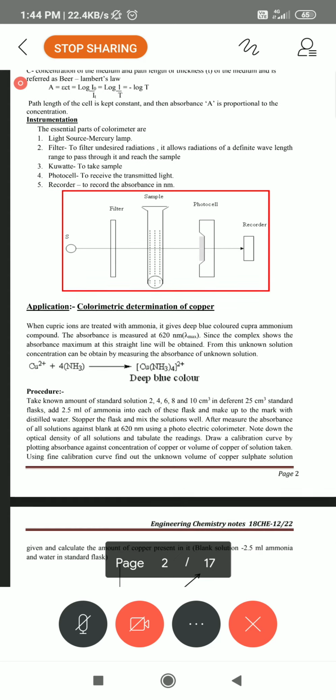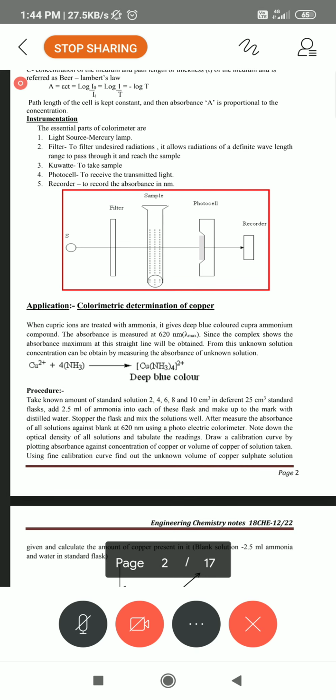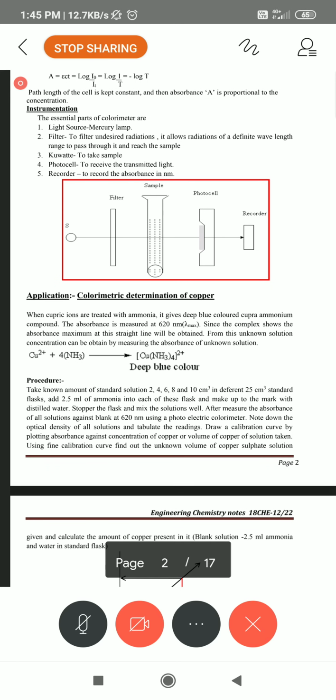This is also called Schweizer's reagent. Why do you get this deep blue color? Because the copper sulfate forms the cuprammonium complex, so you get this blue color. So you add to all these, 1, 2, 3, 4, 5, commonly 5 ml of aqueous ammonia. That is also kept aside.